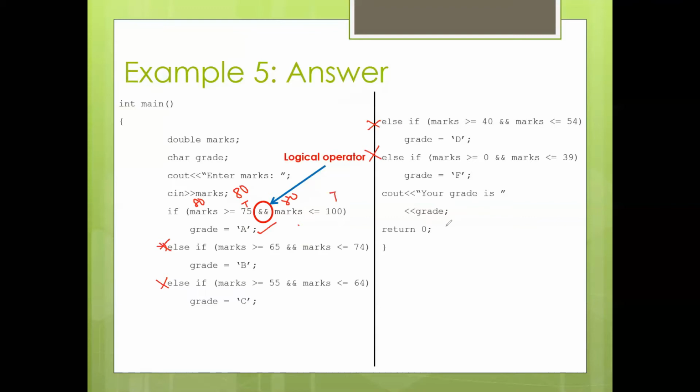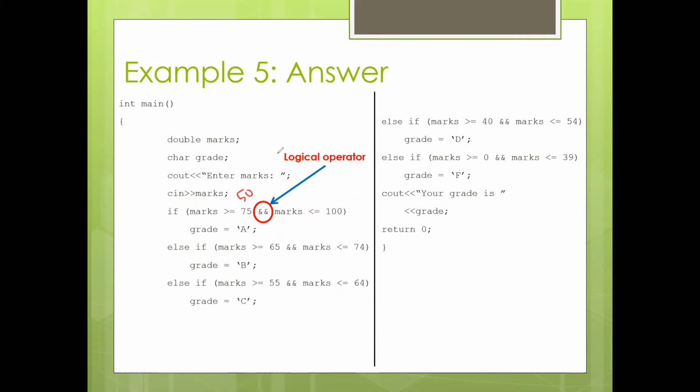Your grade is grade. So dia punya output adalah your grade is apa? A. Ini jawapan dia. Okay, ini jawapan dia. Dia bila dah if yang pertama dah betul, dia akan skip semua ni dan dia terus keluar the output statement.